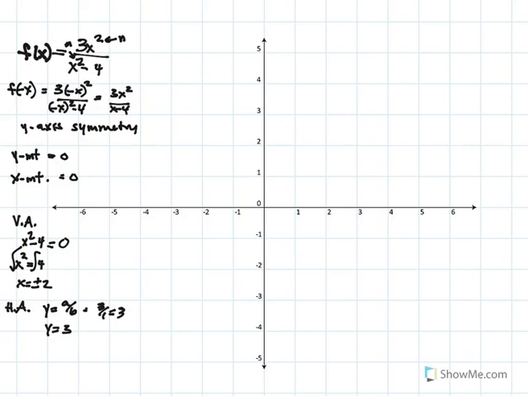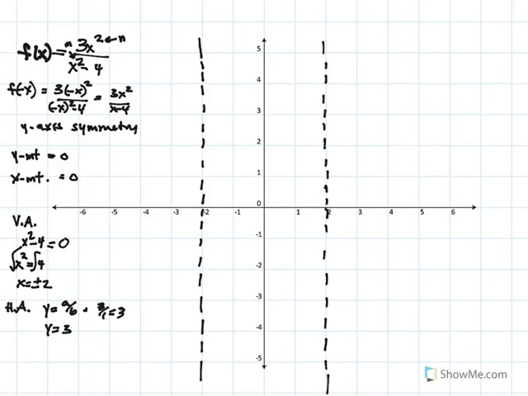So now we're going to graph our asymptotes. When we plot our asymptotes, they should always be plotted as dashed lines. And then y equals 3.